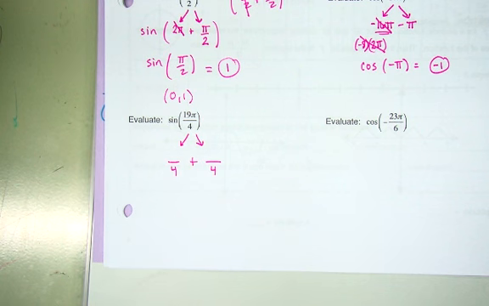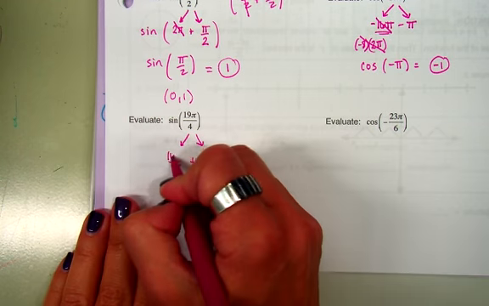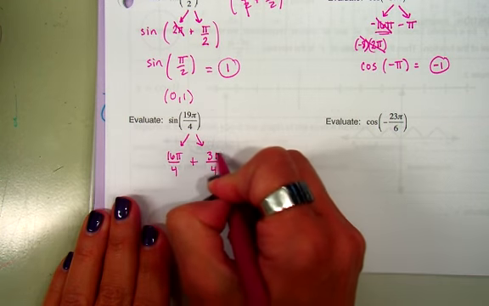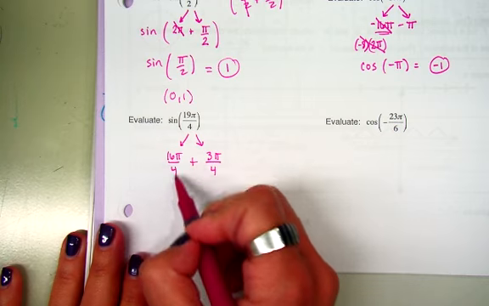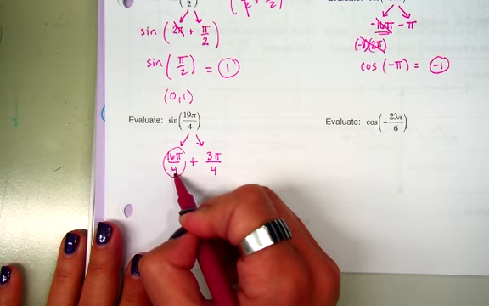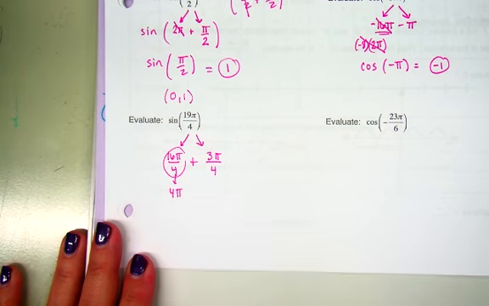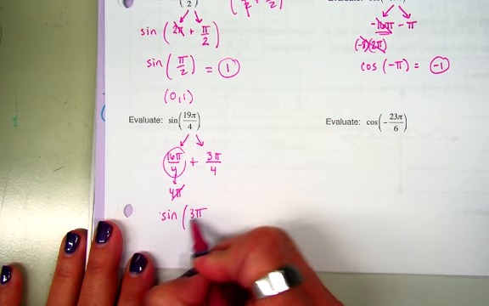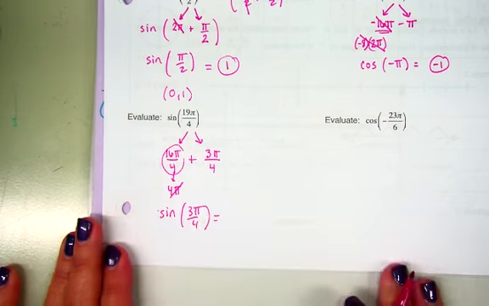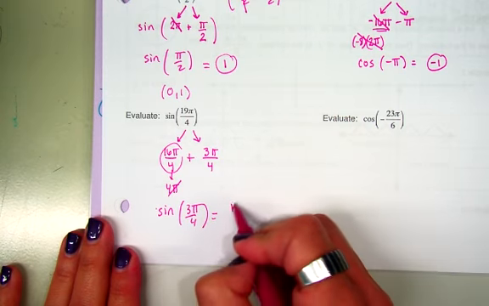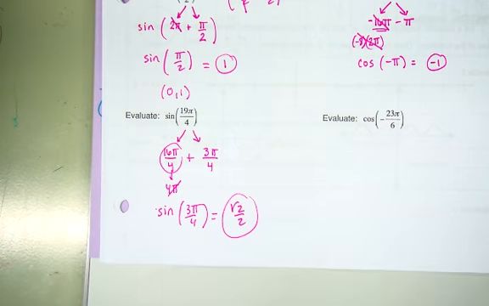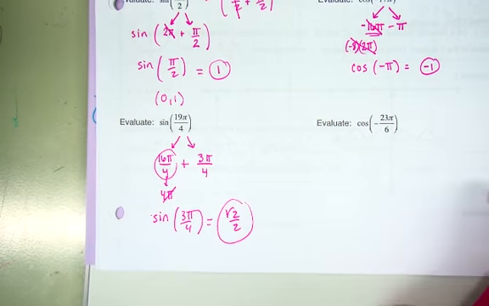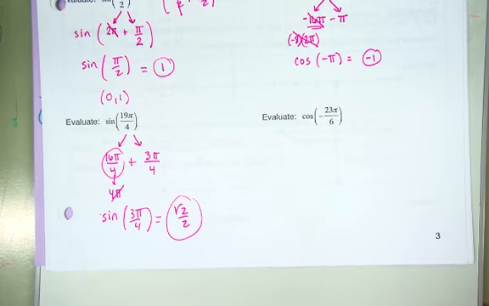16 pi. 16 pi here? Let's try it. 16 pi, and then we'd have 3 pi left over, right? And 16 pi over 4, I like it because this becomes 4 pi, which is a multiple of 2 pi, so it's gone, and I just have to evaluate the sign of 3 pi over 4, which is root 2 over 2. Getting it a little bit? Yeah, okay. All right, let's try the next one.